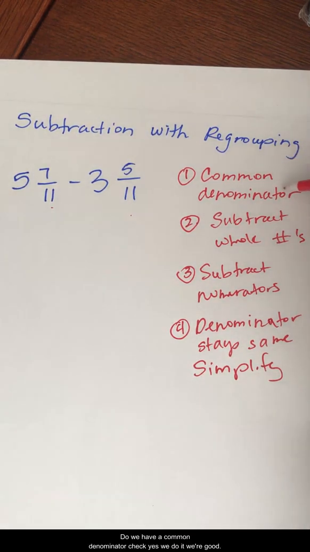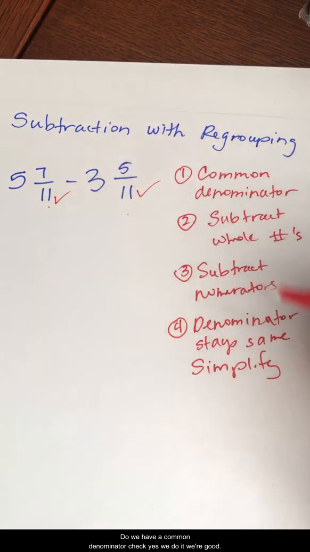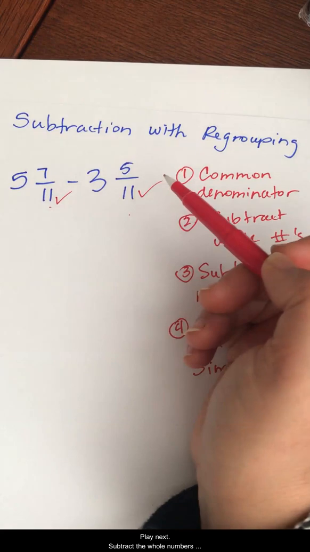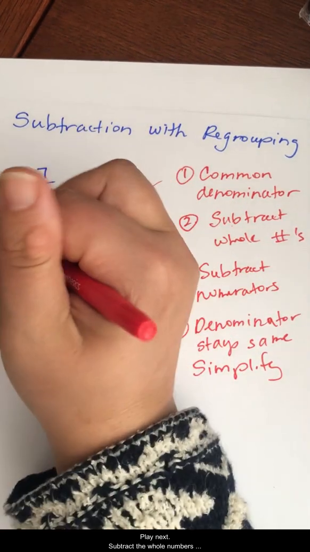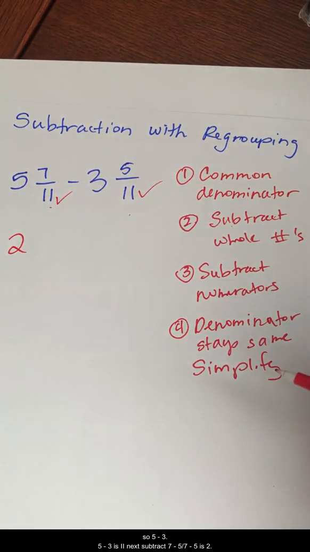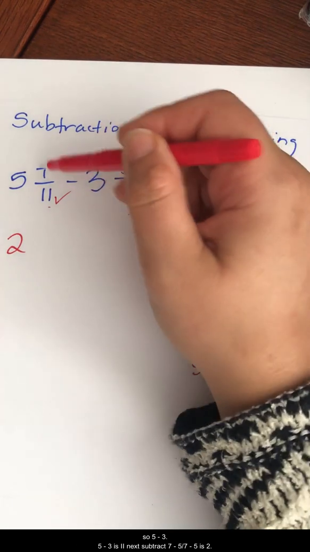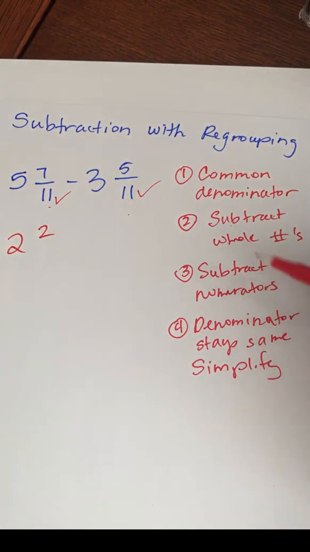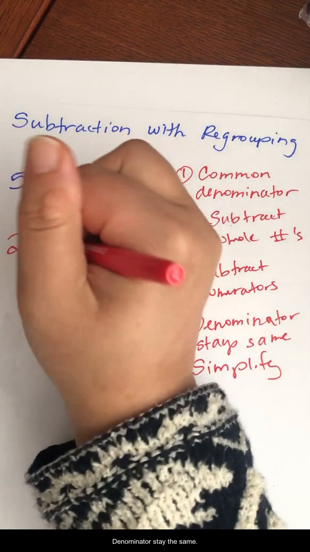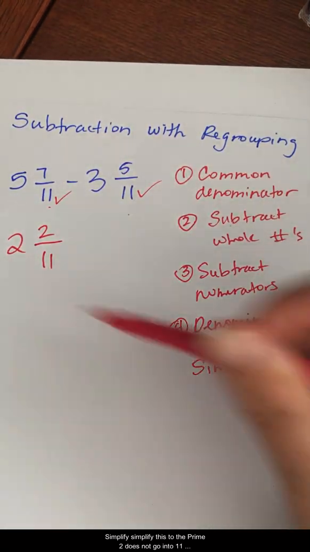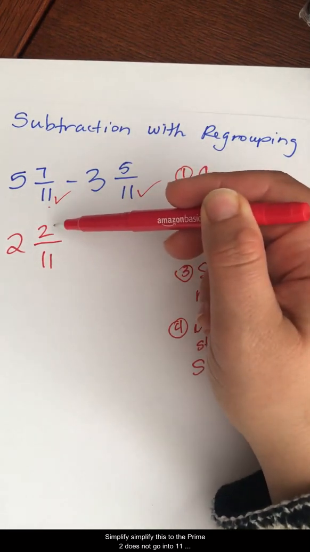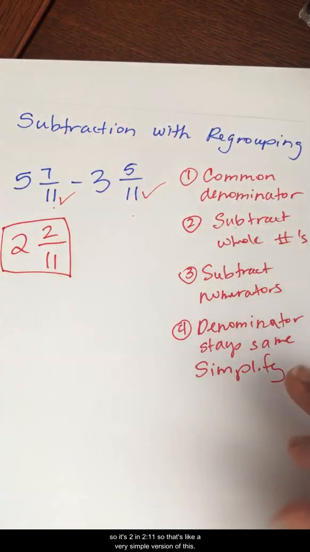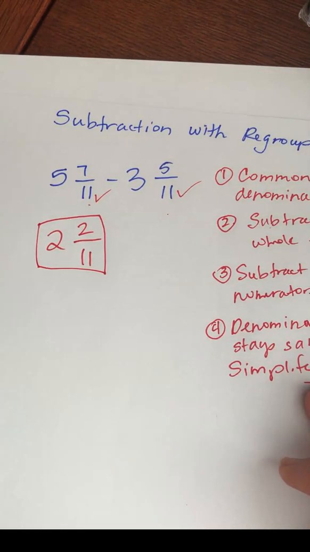So, do we have a common denominator? Check. Yes, we do. We're good. Okay, next step, subtract the whole numbers. So 5 minus 3 is 2. Okay. Next, subtract numerators. 7 minus 5 is 2. Okay, denominator stays the same. Simplify. Well, I can't really simplify this. 2 is a prime. 2 does not go into 11. So it's 2 and 2/11. So that's like a very simple version of this.